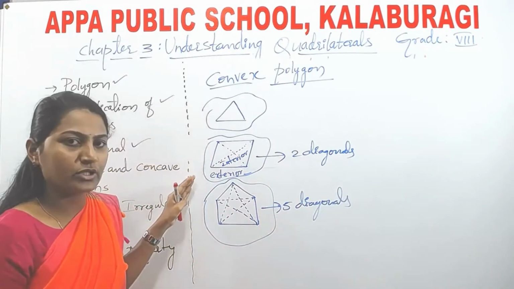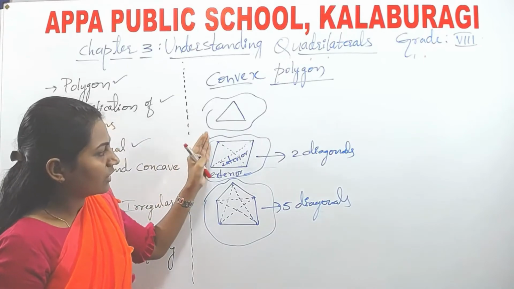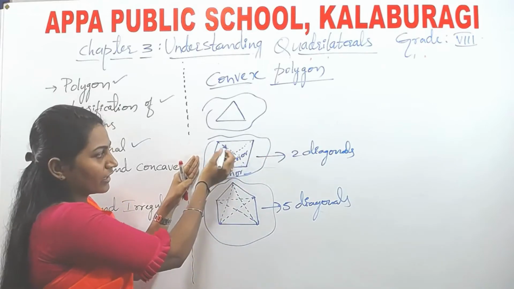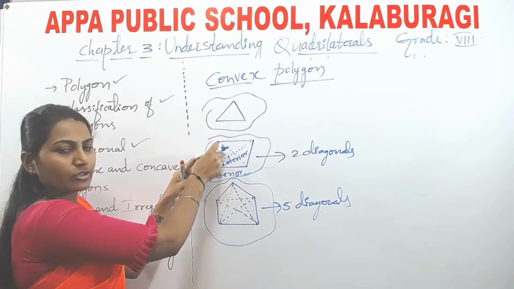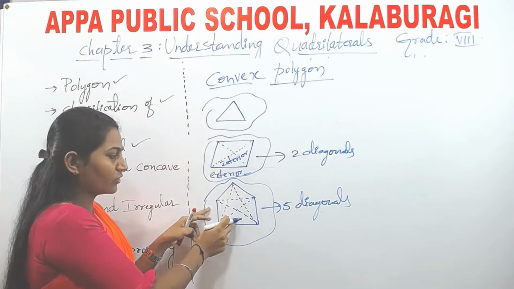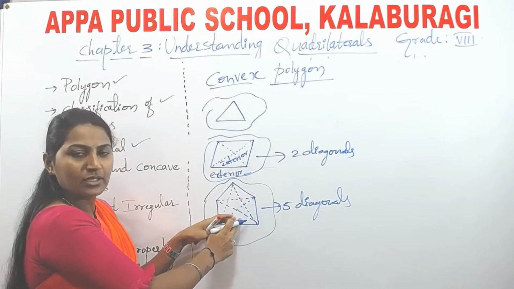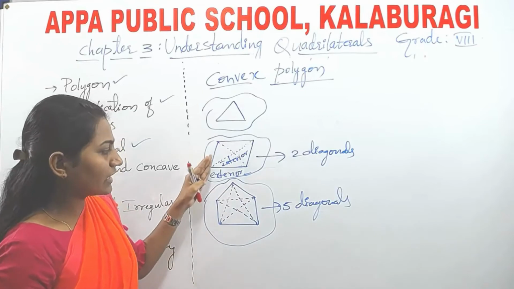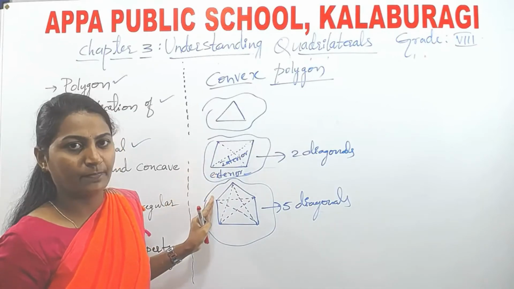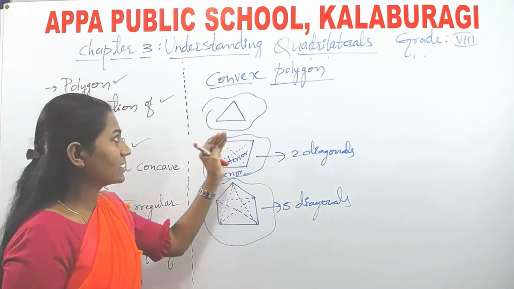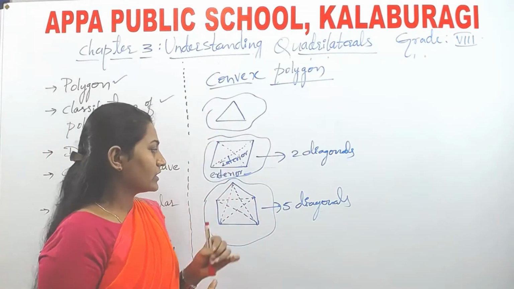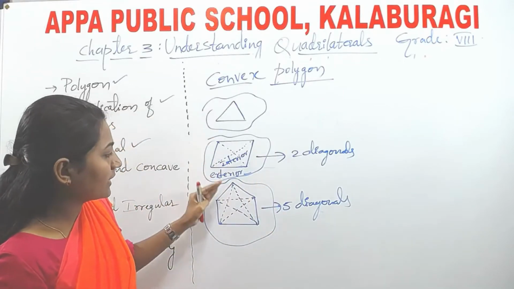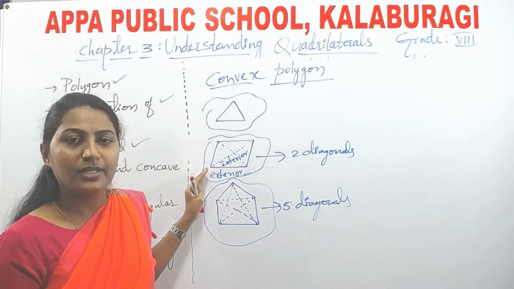In these two figures, if you observe, can you find any of the diagonals outside the polygon, in the exterior of the polygon? No. Two diagonals are within the polygon, in the interior. Here also, in this particular pentagon, all the 5 diagonals are inside the polygon. None of the diagonals lie outside. Or else I can say a convex polygon is a polygon which does not have any portion of diagonal in its exterior. Also, all the angles in a convex polygon are less than 180 degrees.